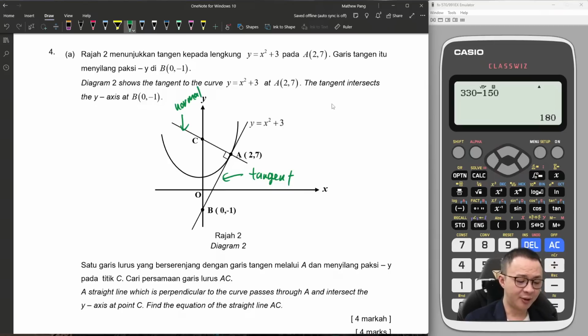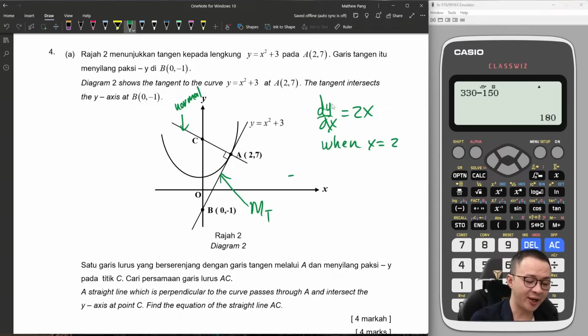First thing is we want to know the gradient of the tangent. In order to find the gradient of the tangent, we will do dy/dx first. I will get 2x. Then we will sub the x value into dy/dx when x equals 2, because the tangent is at the point A, and point A's x value is 2. Then dy/dx is 2 multiplied by 2, which is 4. So 4 is my gradient of the tangent.